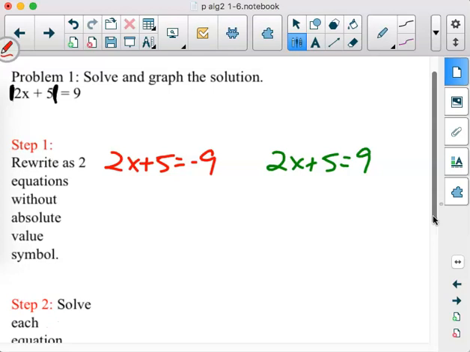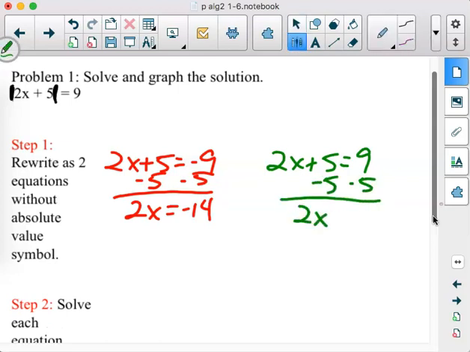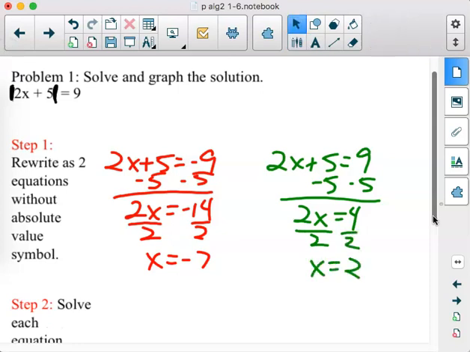Now we just solve them. What's the first step for both of those? Second step for both of them. Divide by 2. Two beautiful solutions. So we rewrote them as two equations without the absolute value symbols, because if you want to get out of the jail bars, you got to have the two solutions. Then we solved, and those are our solutions right there.